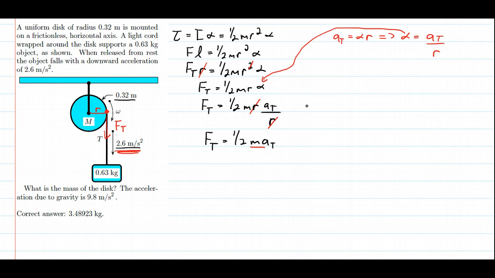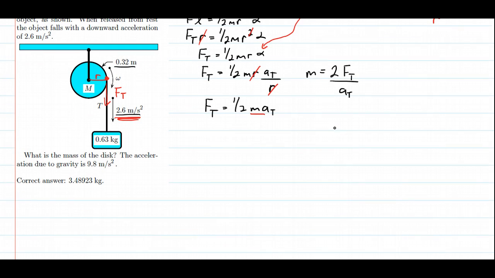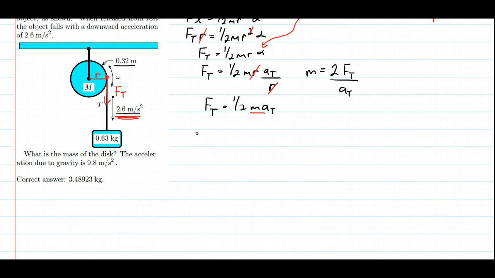So let's rearrange our equation. So it's m equals 2 Ft over AT. We know our tangential acceleration. Now we just need to solve for our tension force. A lot of people will jump the gun and say, well, in this case, our tension force will equal mass times gravity of the block. And that would be true if our block was at rest. But our block is not at rest, so we can't make that assumption.